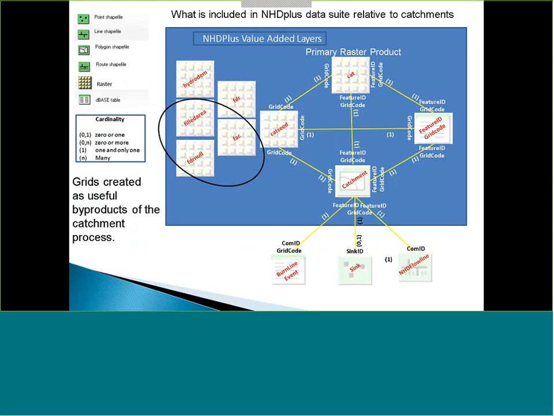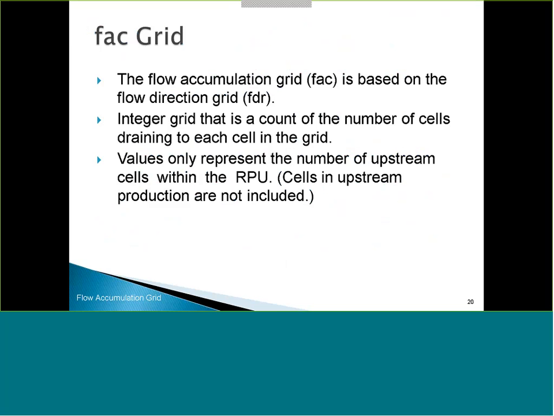There are three other rasters or grids that are part of the NHD Plus V2 suite of data. These are the flow accumulation FAC grid, the filled area grid, and the FDR null grid, which are explained in the following slides.